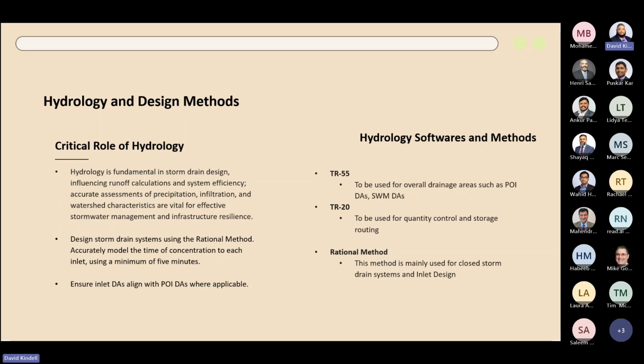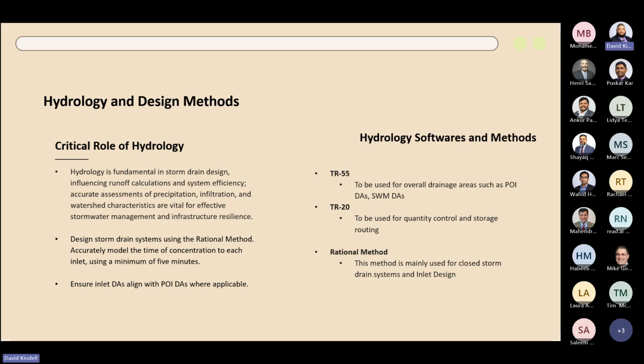Let's just cover the hydrology part of it, in terms of runoff calculations and flows. When you design a storm drain system, we use the rational method. This is typical for closed flow storm drain systems. This will accurately model time of concentration to each inlet. We typically use a minimum of 5 minutes, unless it's a really big drainage area. And in hydrology, we use a lot of different software to calculate the flows.